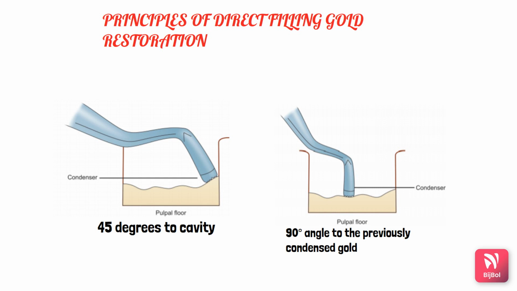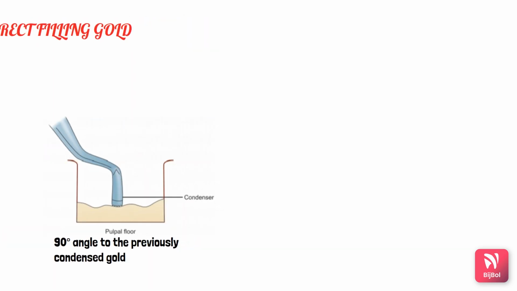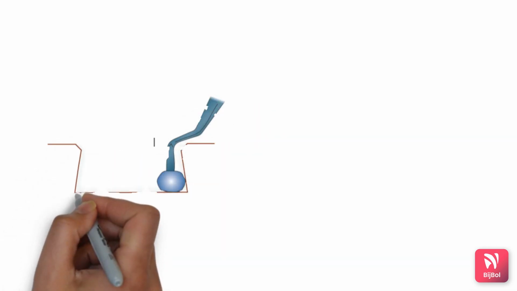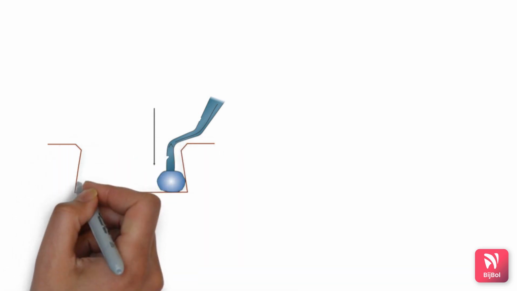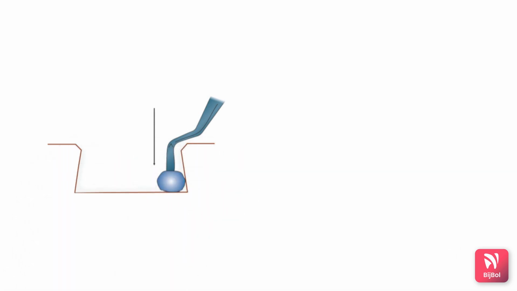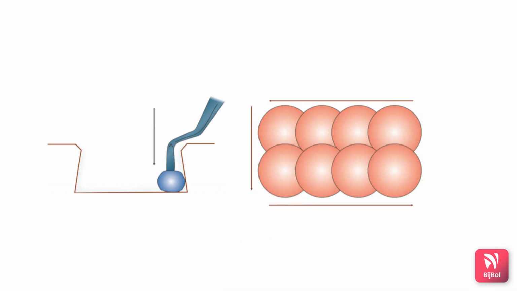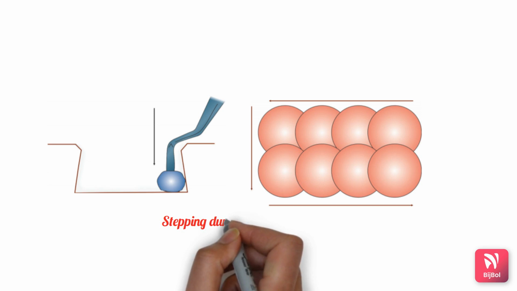So, whenever condensing a piece of direct gold, always start at a point on one side and proceed in a straight line to another point on the opposite side, then back to the original on a different straight line. During these movements, the condenser should overlap at least half of the previously condensed area. This process is called stepping. This ensures the maximum adaptation of the gold into the cavity walls and also cold welds each increment of the gold, thus reducing the voids.